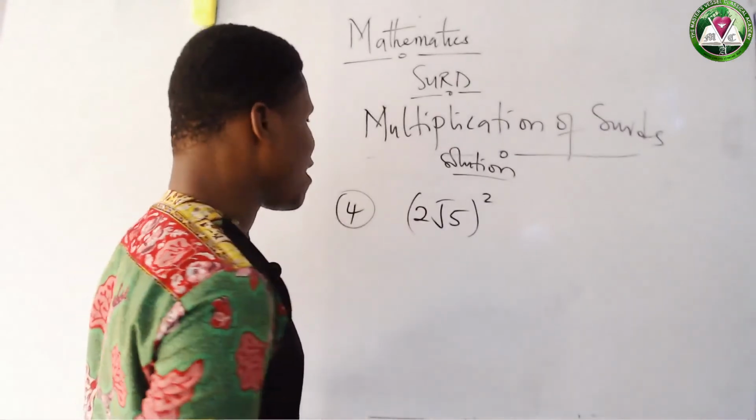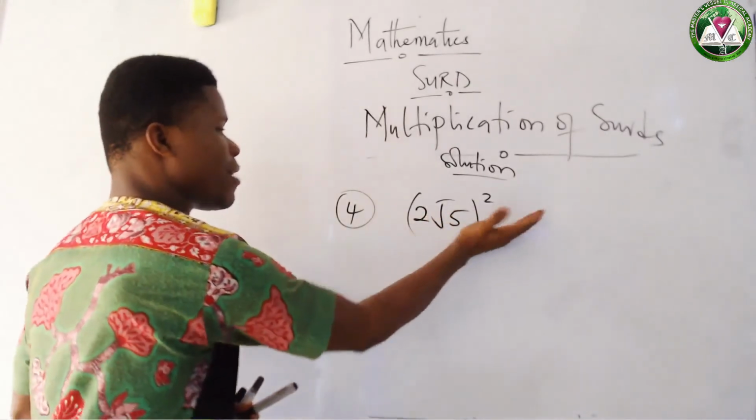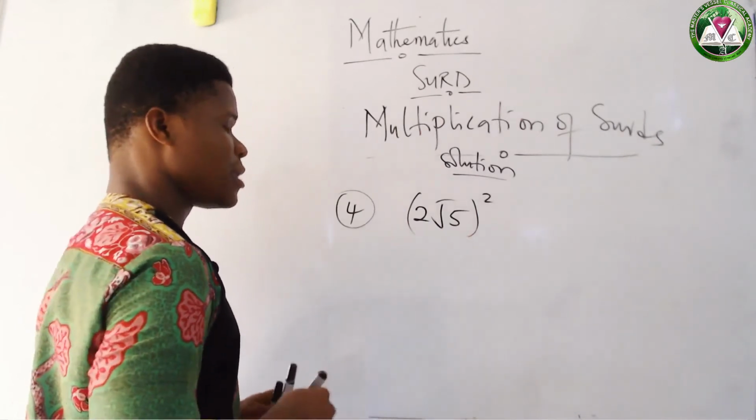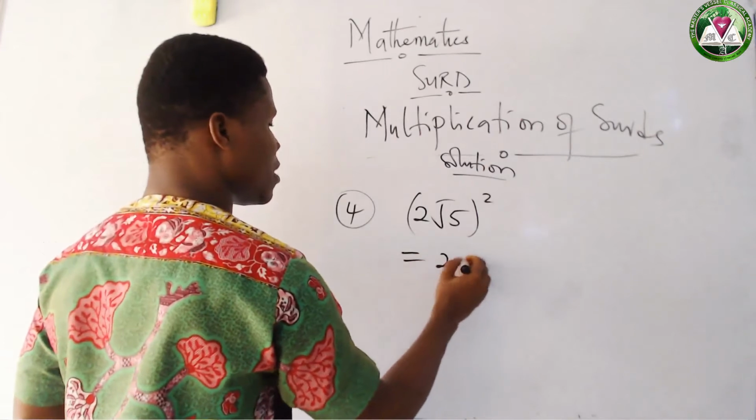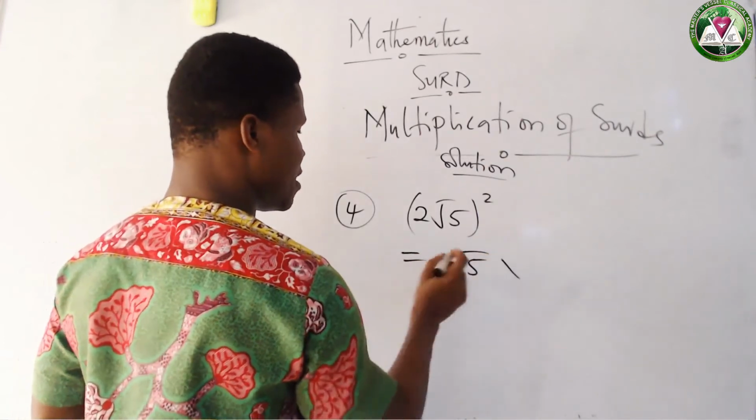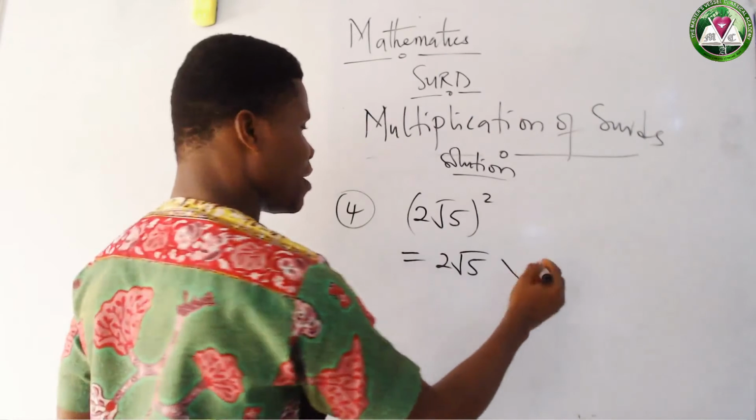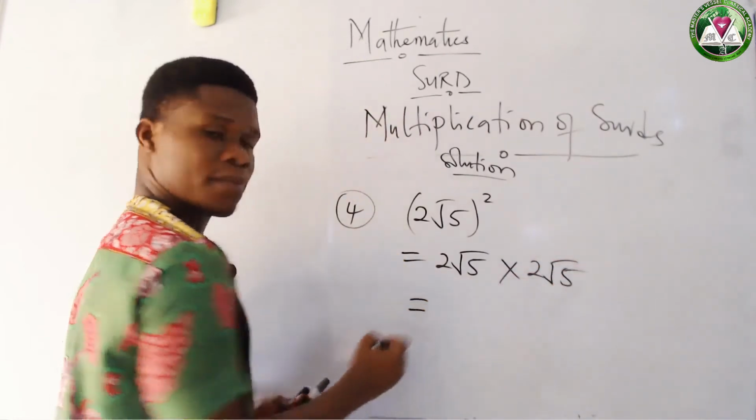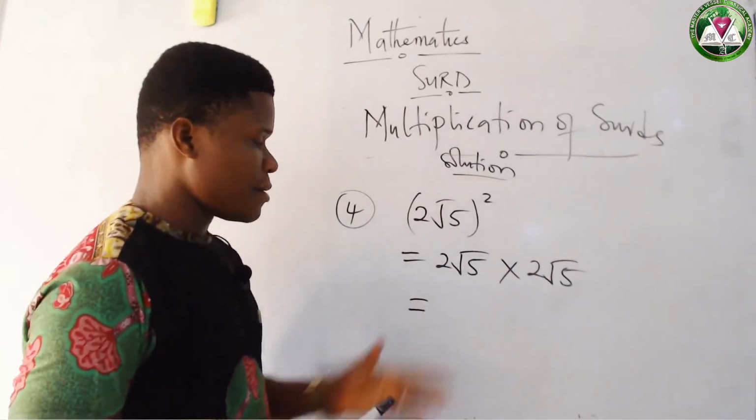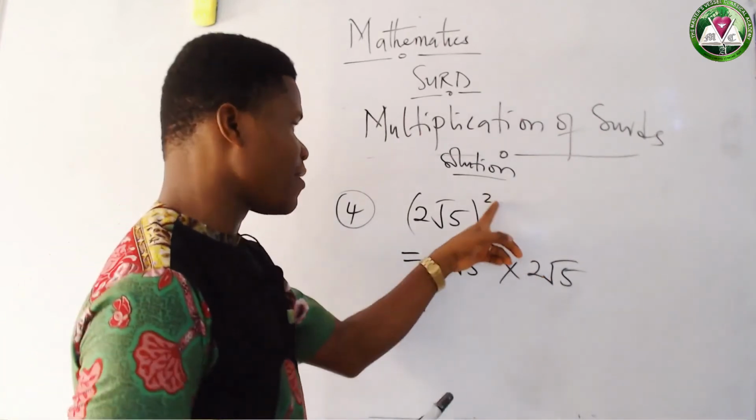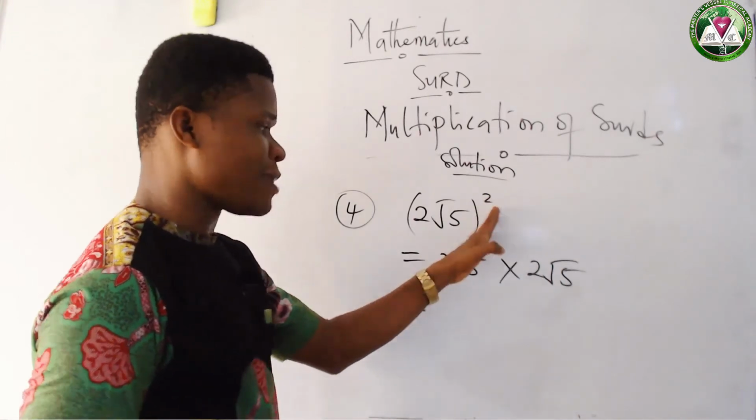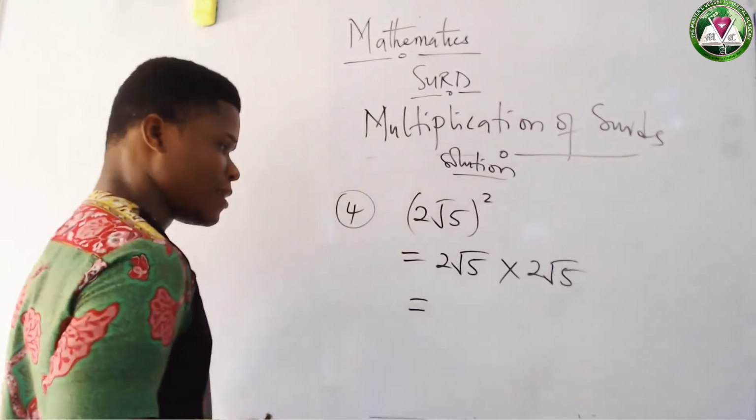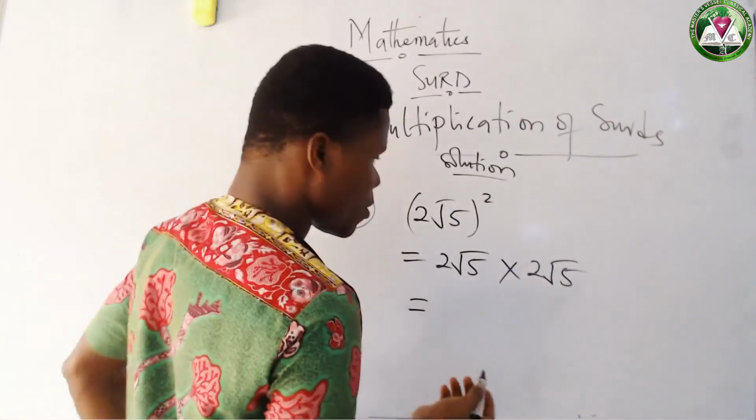So if we have (2 root 5) all squared, whenever we have a power, it is also related to multiplication. This expression, 2 root 5 squared, is the same as 2 root 5 multiplying itself, 2 root 5 times 2 root 5. It's multiplying itself 2 times, because of the square. If it were raised to power 3, it would be 2 root 5 times 2 root 5 times another 2 root 5, in 3 places. So now, we multiply.